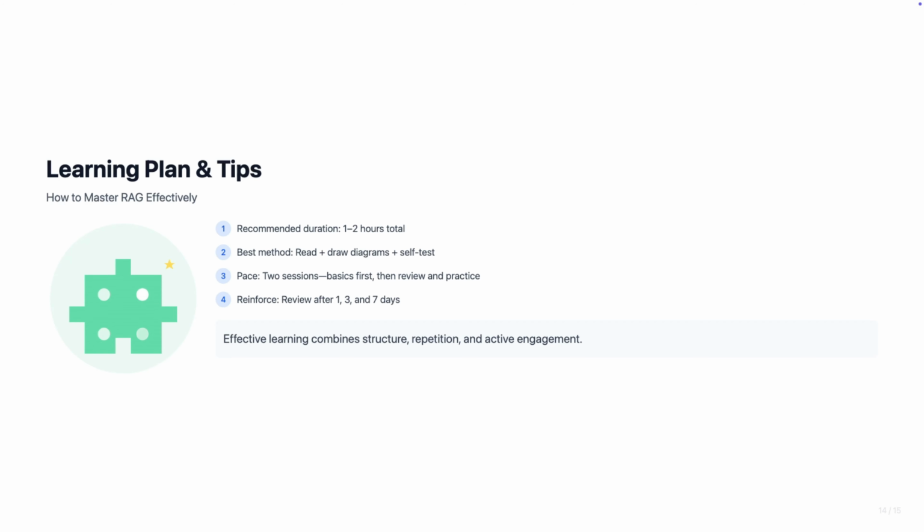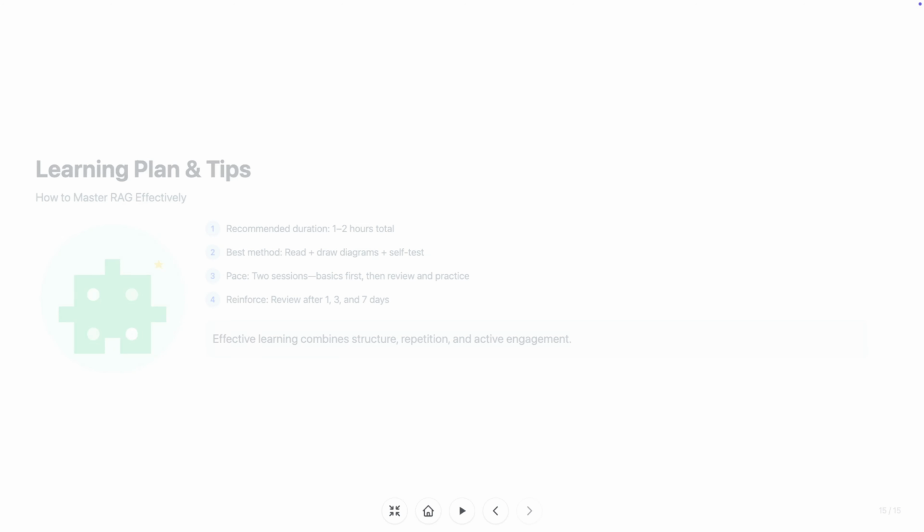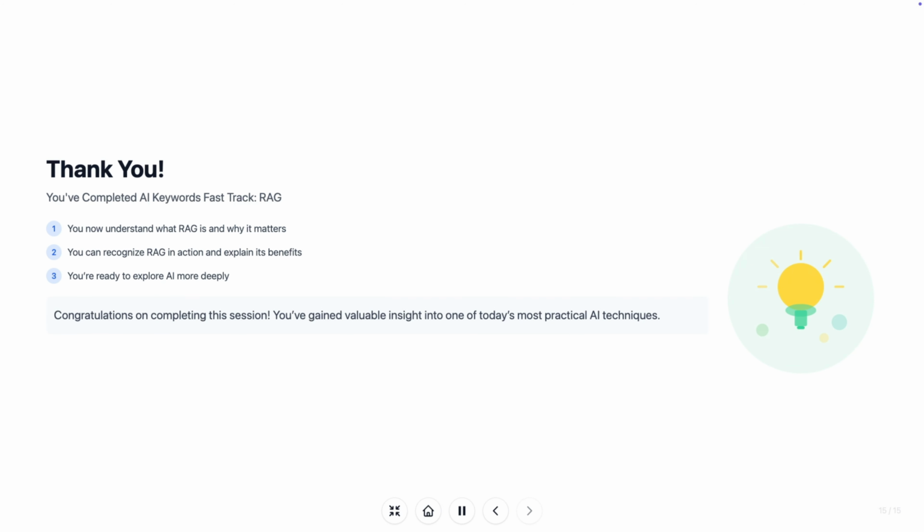And remember, avoid skipping examples or jumping into advanced topics too soon. Build a strong foundation first. Whether you're learning for curiosity, career growth, or personal projects, this structured, friendly pace will help you succeed. You've got this. Thank you for completing AI Keywords Fast Track: RAG.